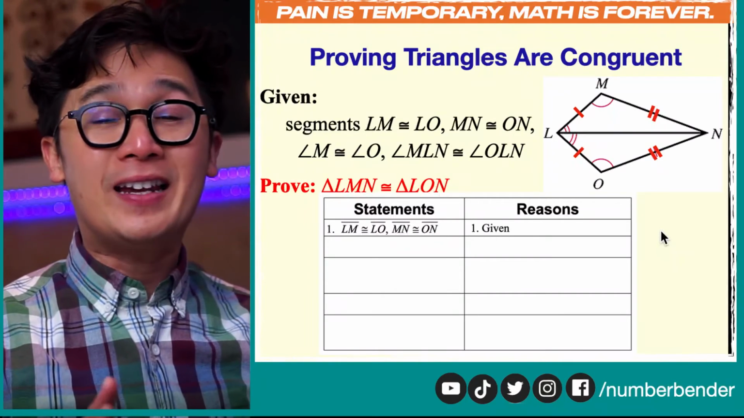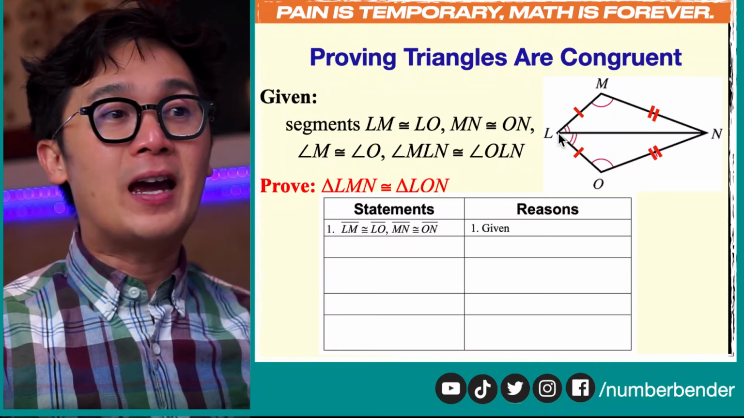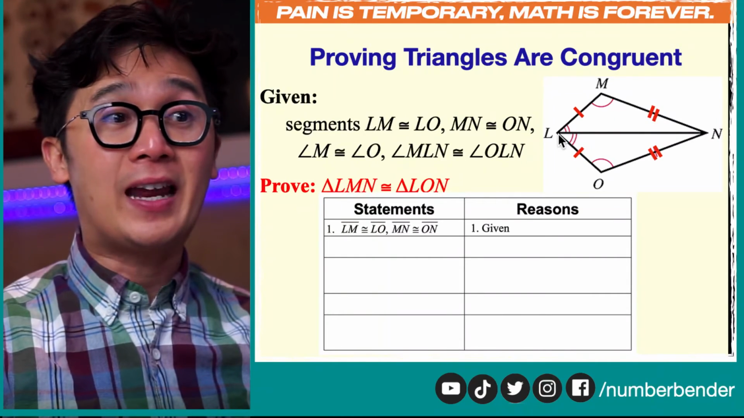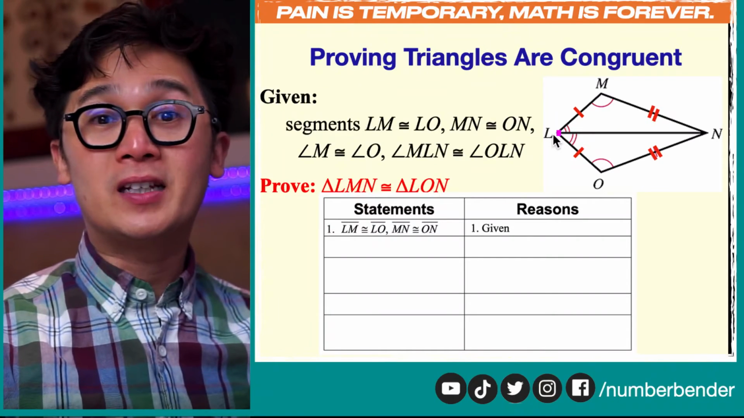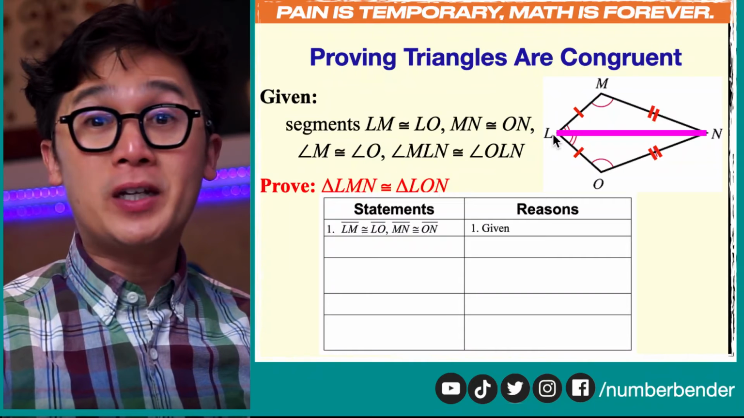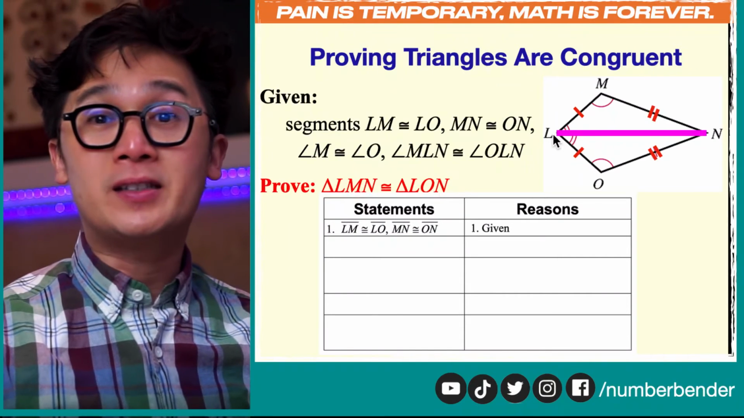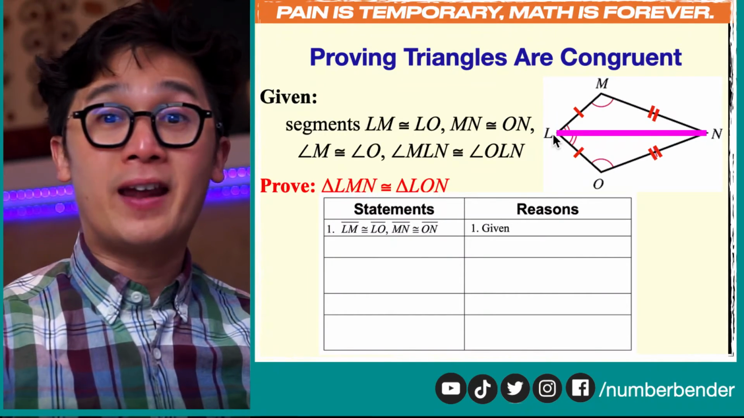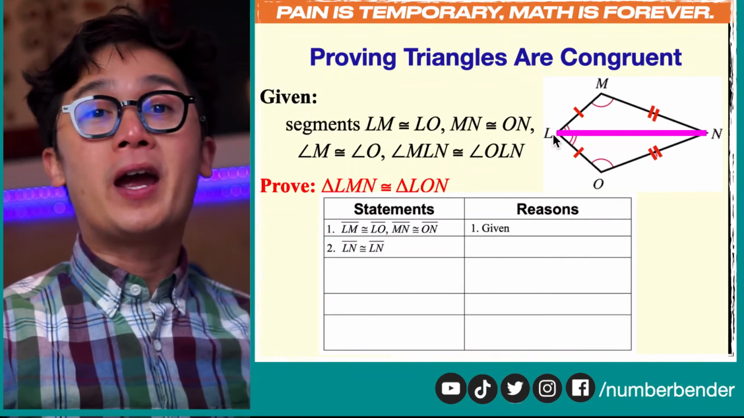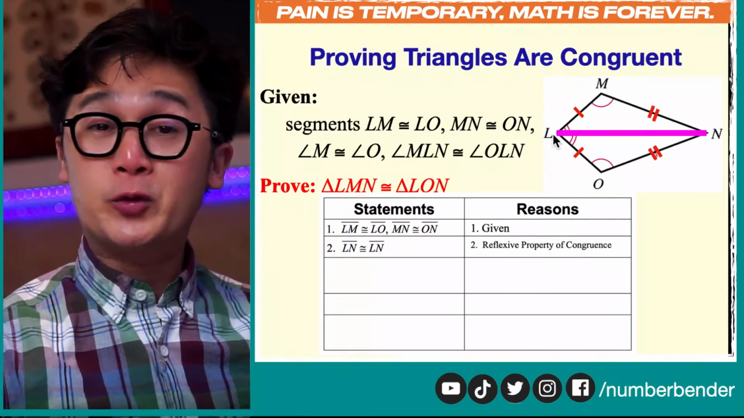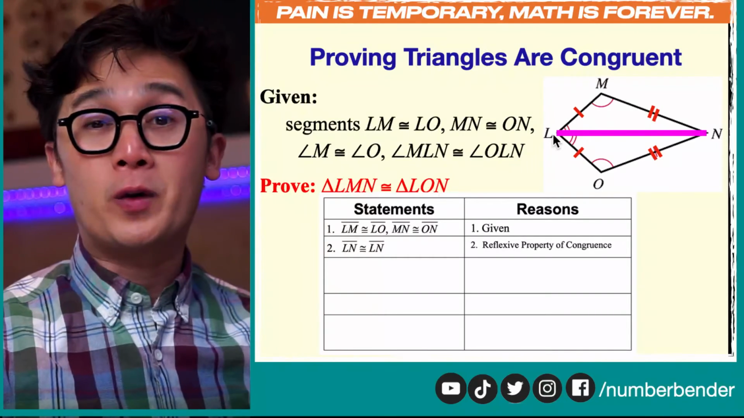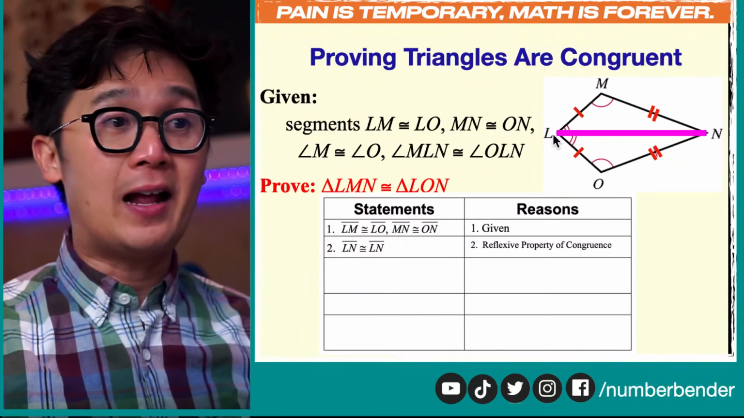So by doing this, we can tell that they are sharing the same line right here, which is line LN. And by doing this, we'll be able to establish the reflexive property because we know that LN is present in triangle ONL and also NML. That's why the reflexive property will be very useful in proving that triangle LMN is congruent to triangle LON.